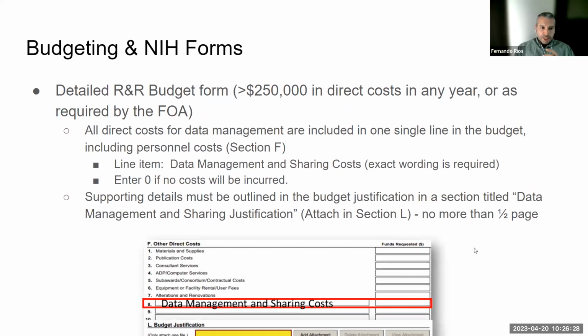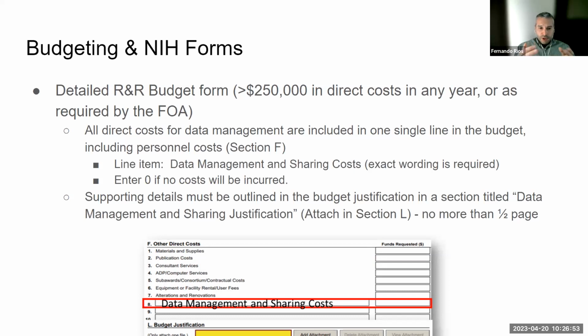For a detailed budget, all the costs for data management should be included in one single line item, and that should go into section F. Specifically, that line item has to be called, with these exact words: data management and sharing costs. Again, if there are no costs, this line item should not be left blank. It should be entered as zero.